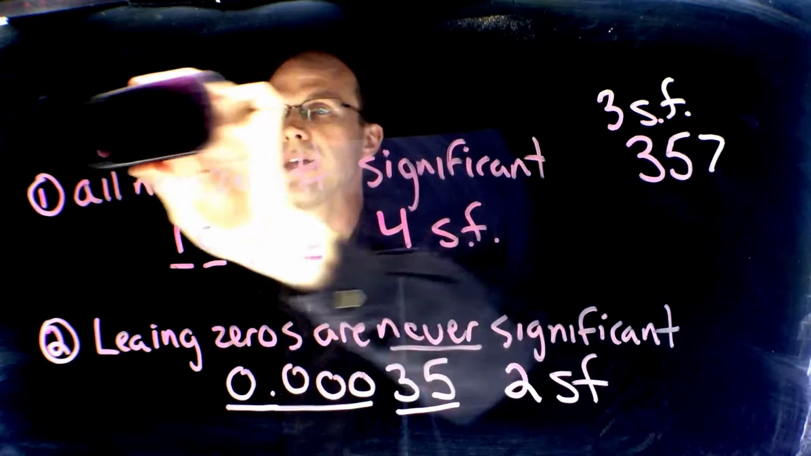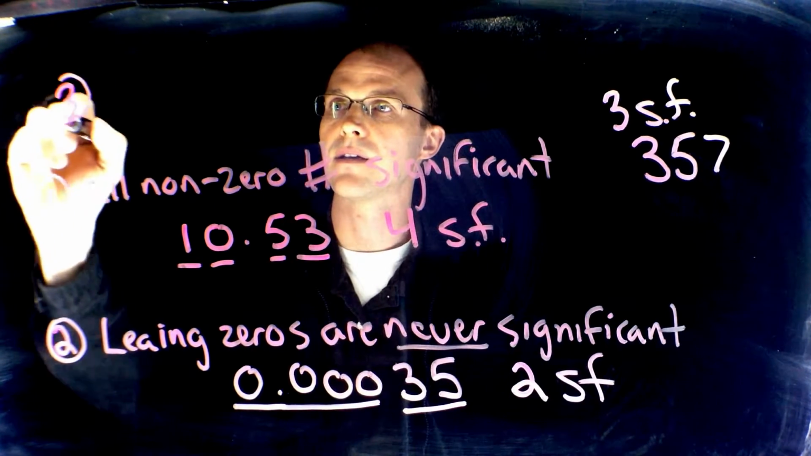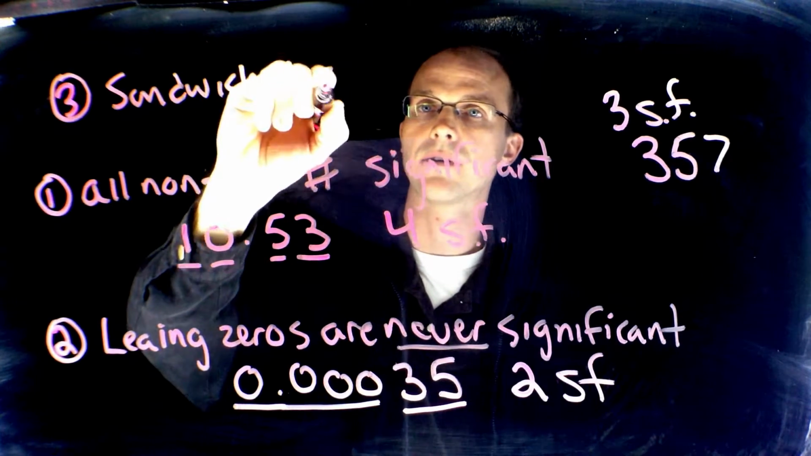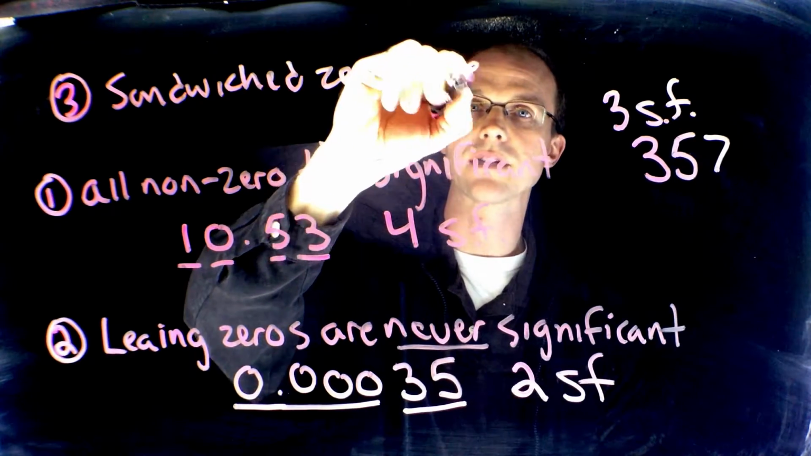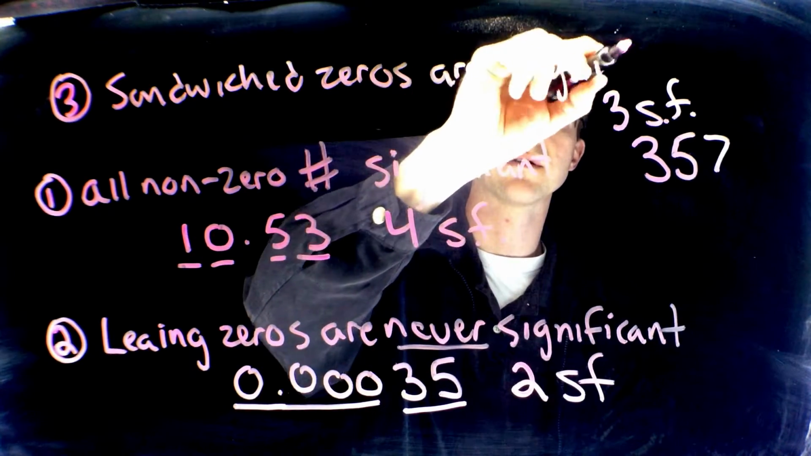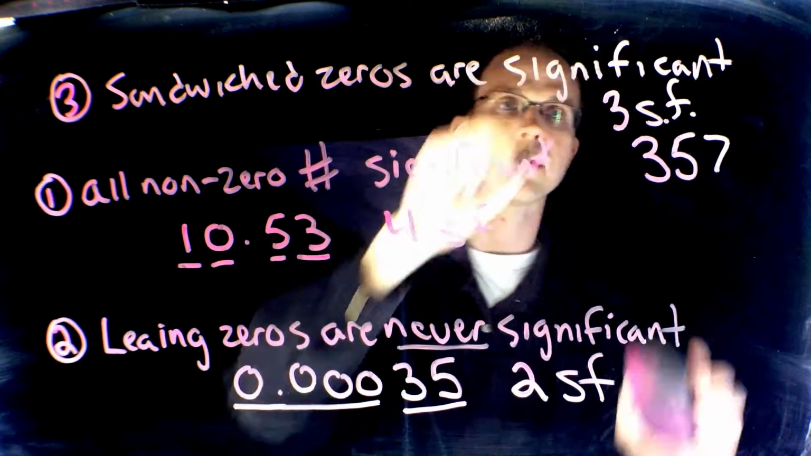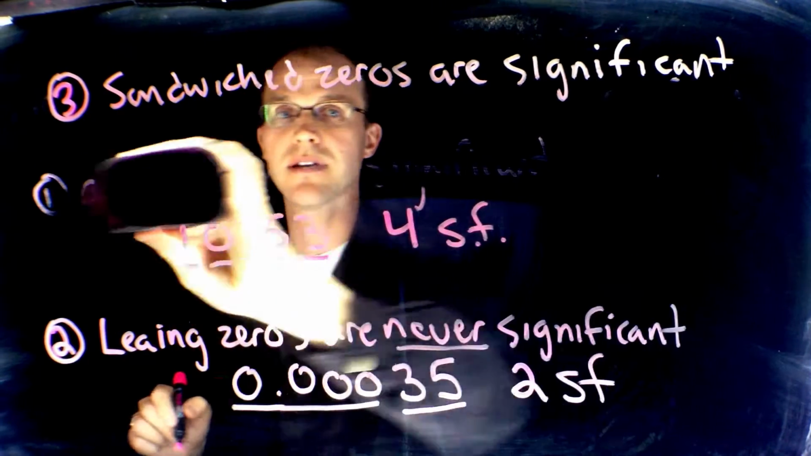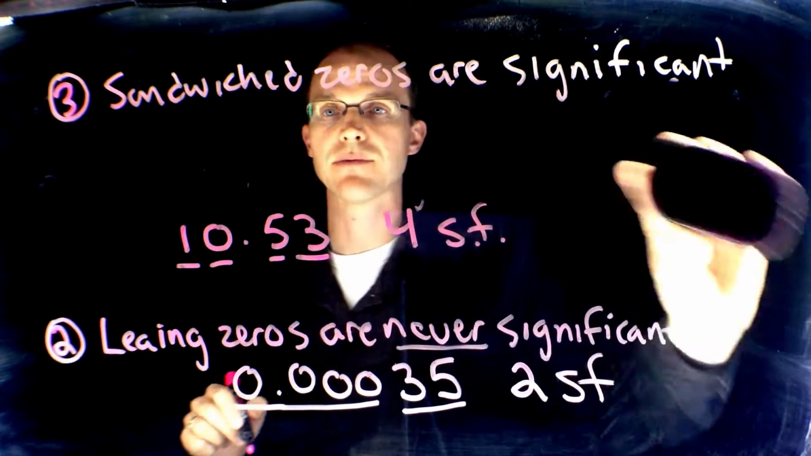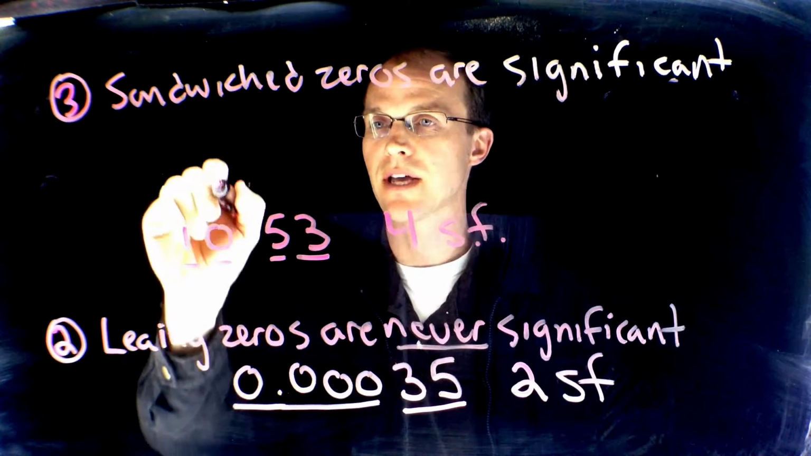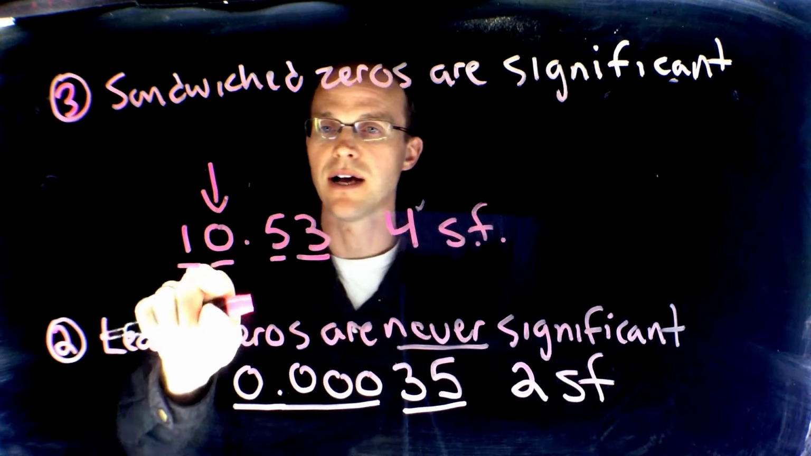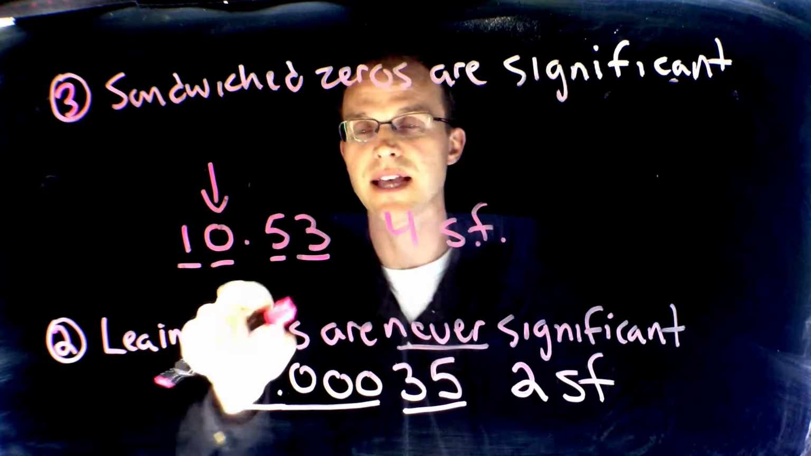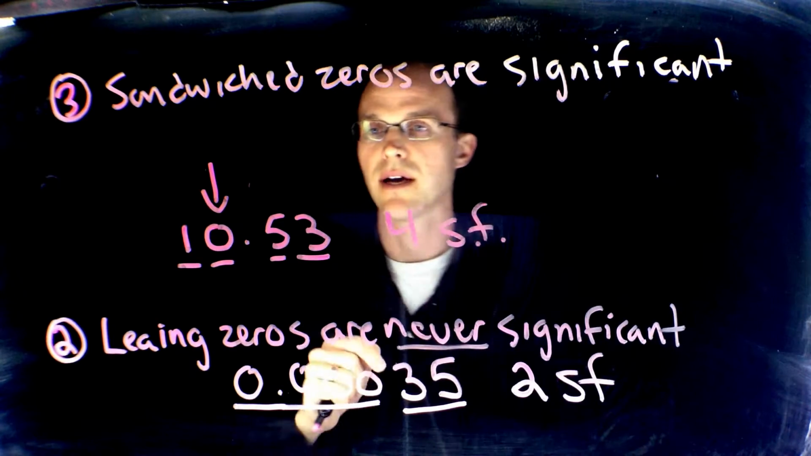Rule number 3 is that sandwiched zeros are significant. Okay, so what do we mean by a sandwiched zero? Well, I did it by accident in this example down here. I said that number 10.53 had 4 significant figures, and I had a little sandwiched zero in here. Sandwiched between non-zero numbers makes it significant. Somebody actually knows that that's 0 as opposed to some other number.